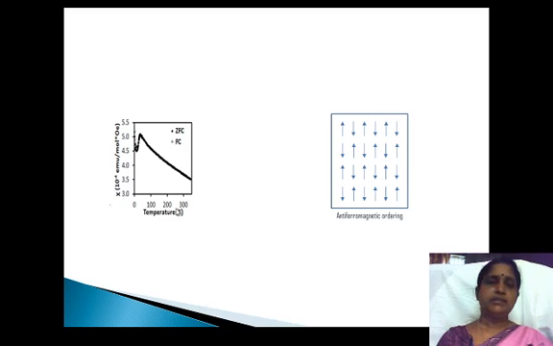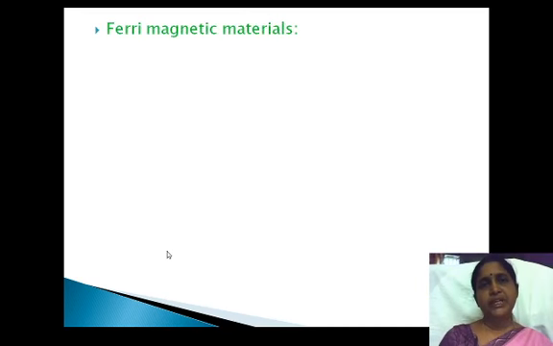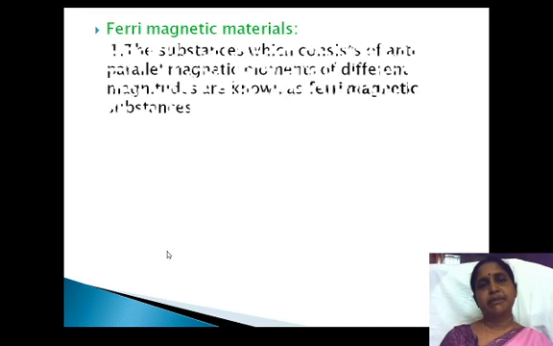Here in this graph, when temperature increases, susceptibility increases up to a particular point. Then all of a sudden it gradually decreases. The temperature where susceptibility suddenly decreases is called the Neel temperature. Next, ferrimagnetic materials.